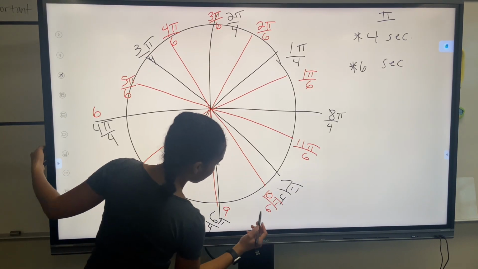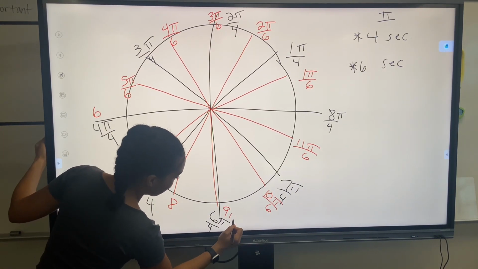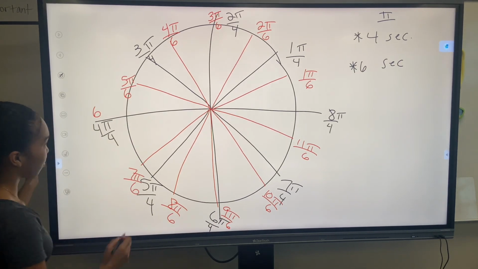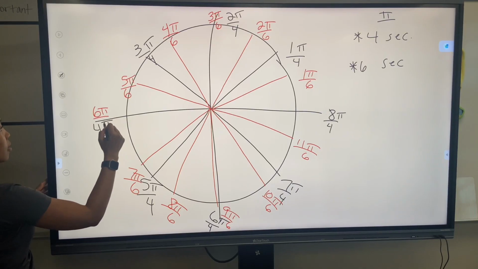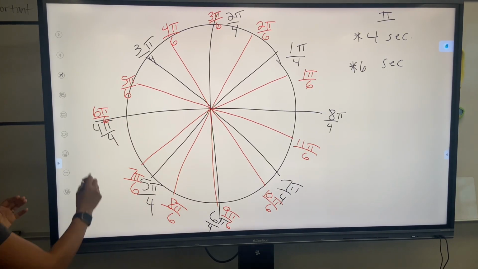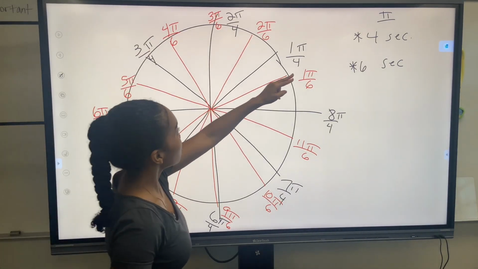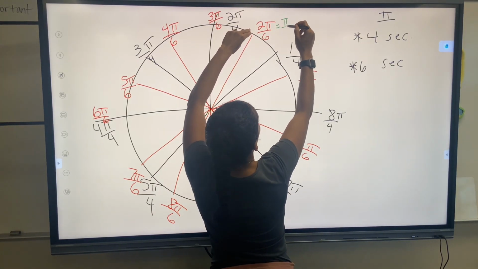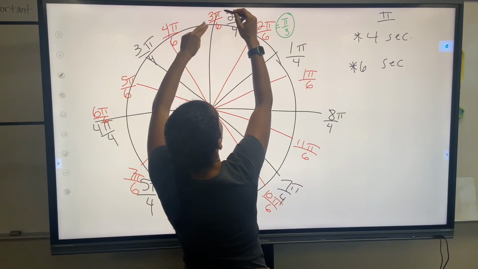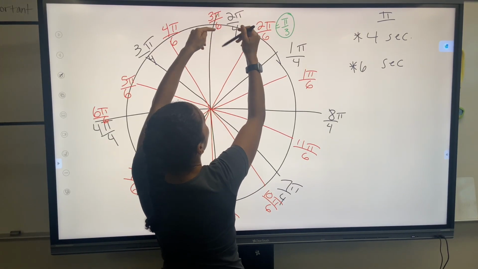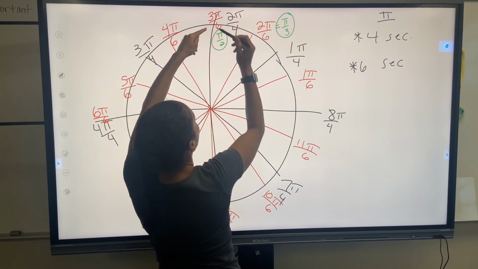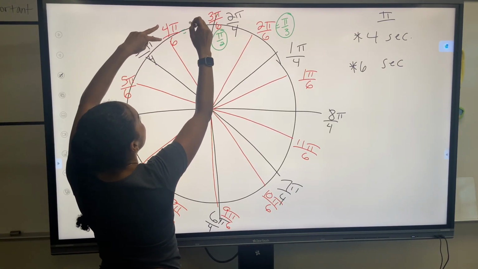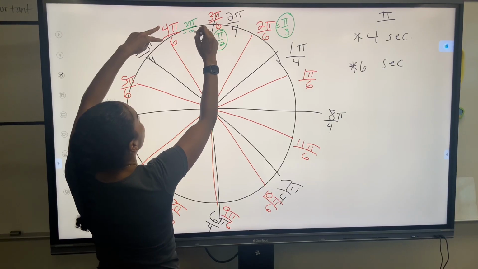These are equal sections of 6. Okay? Now you just go through and simplify. So I'll go ahead and simplify them. This one's good, this one's good. This one, divide them both by 2, you'll get pi over 3. This one, either one you choose, they're both going to simplify down to pi over 2. Okay? This one, divide them both by 2, you'll get 2 pi over 3.